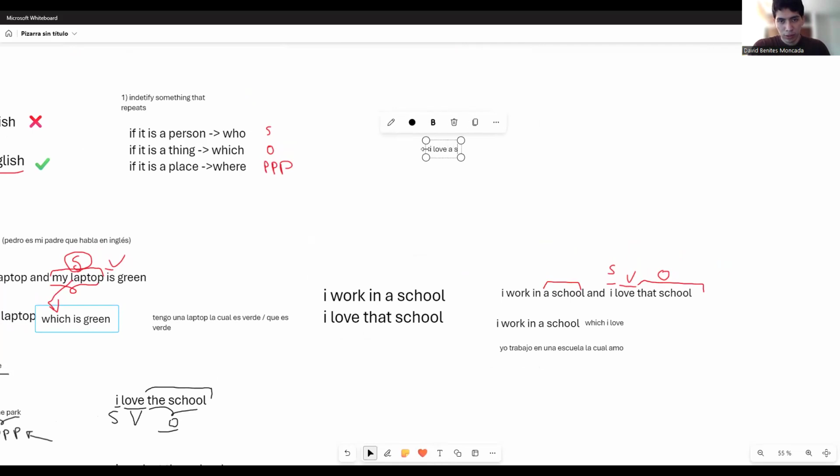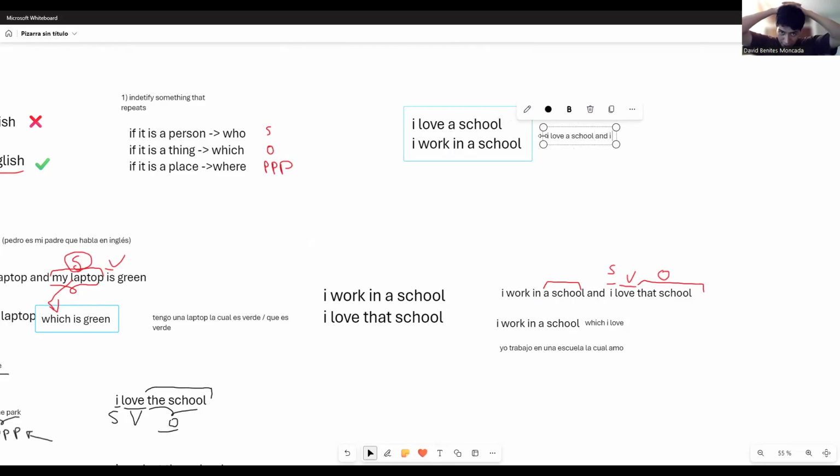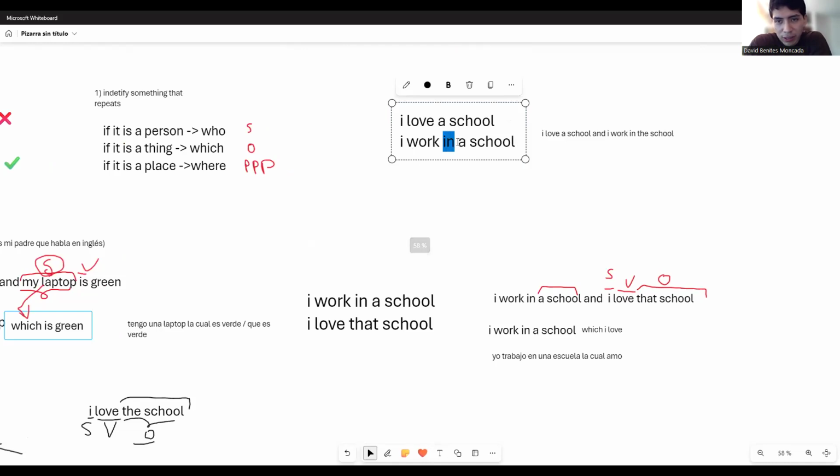I love a school. I work in a school. So you link these two sentences. You say, I love a school and I work in a school. I work in a school, where. Now look at this. This is which, where.